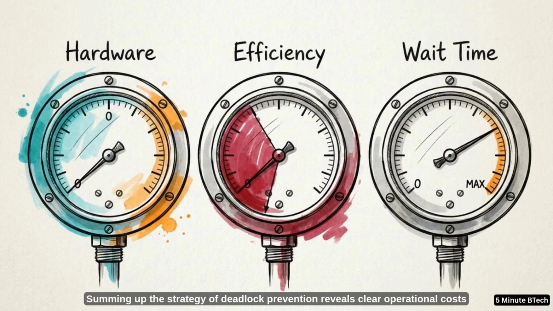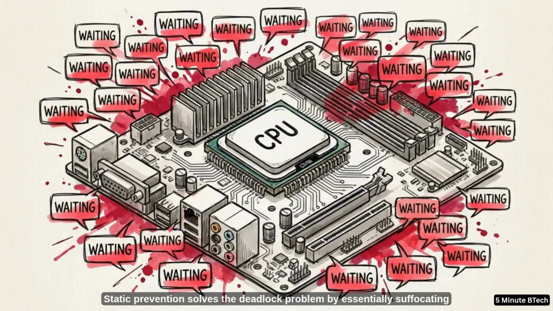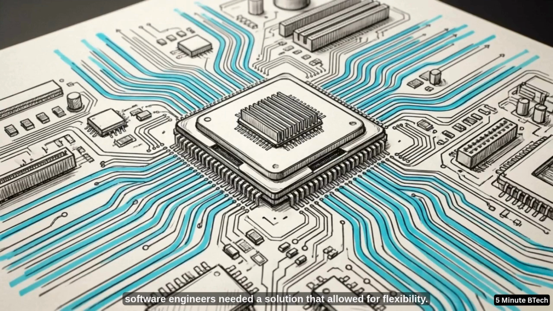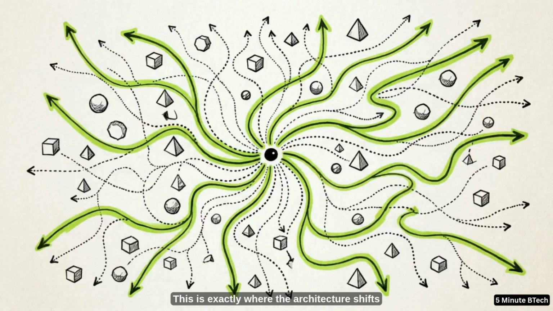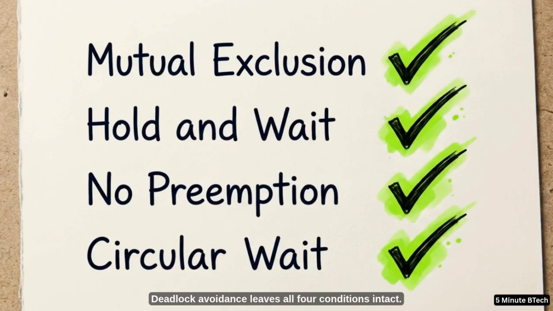Summing up the strategy of deadlock prevention reveals clear operational costs: idle hardware, reduced efficiency, and longer process wait times. Static prevention solves the deadlock problem by essentially suffocating the system's ability to multitask. To maintain high concurrency, software engineers needed a solution that allowed for flexibility. This is exactly where the architecture shifts from rigid structural rules to intelligent predictive foresight. Deadlock avoidance leaves all 4 conditions intact. It allows mutual exclusion, holding, and circular requests.